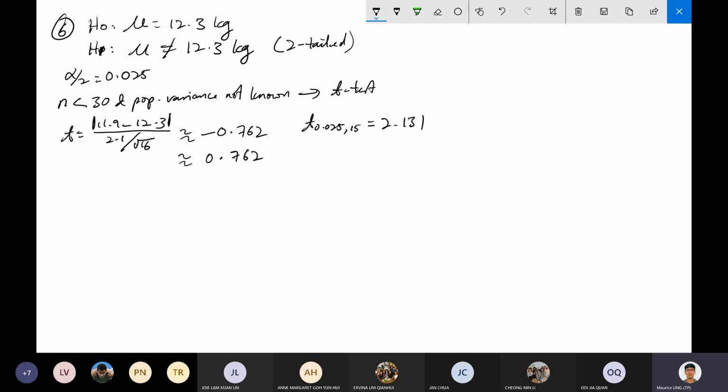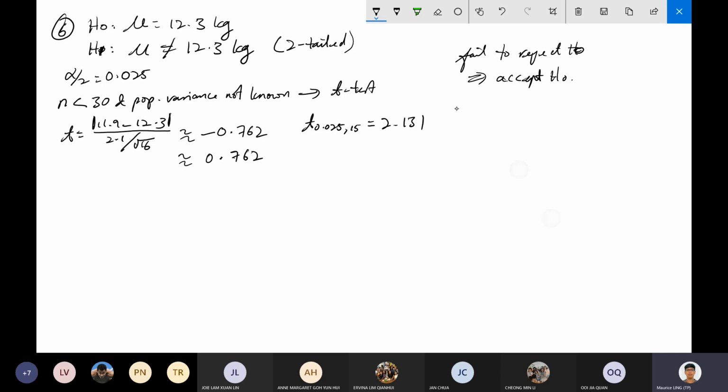Accept or reject? Accept, right? Yeah, so you fail to reject the null hypothesis means you accept the null hypothesis. Okay, then remember your conclusion.